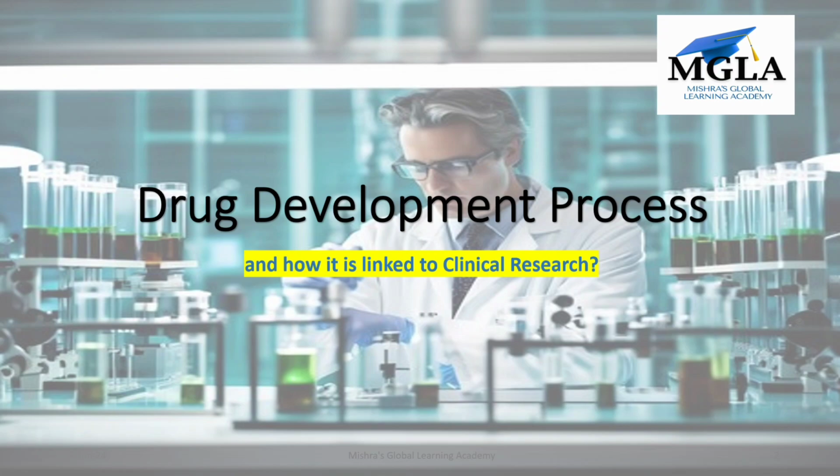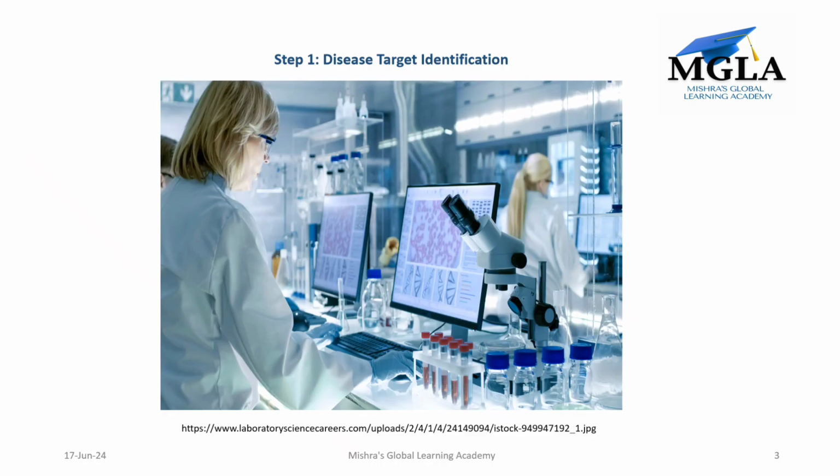Step 1. Disease target identification. First, scientists identify a disease target, which is usually a molecule involved in the disease. They study the biology of the disease to understand what causes it and how it progresses. By pinpointing the key players, researchers can focus on developing treatments that target these molecules.